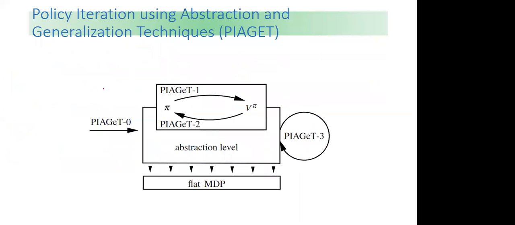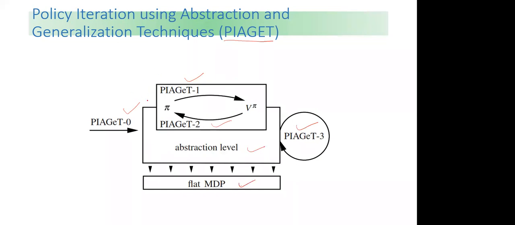Next, we use policy iteration with abstraction and generalization techniques. So we will represent this policy iteration using abstraction and generalization techniques. We have it in the Pi-gate. In the Pi-gate, you have Pi-gate 0, Pi-gate 1, Pi-gate 2, and Pi-gate 3, and we have the abstract level and the flat MDP.